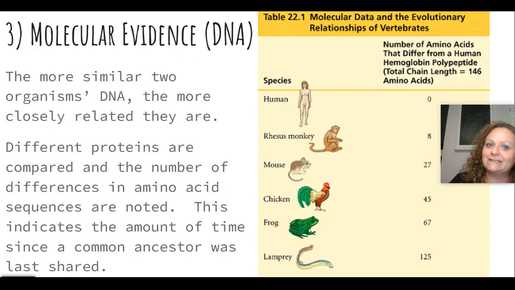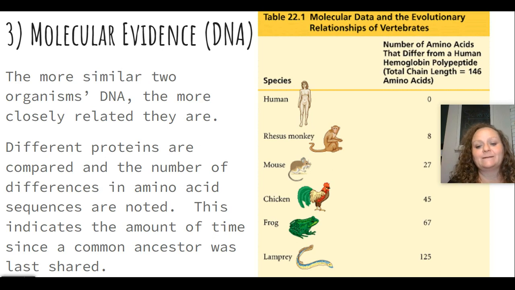So molecular evidence. Molecular evidence actually deals with DNA evidence. So what we might do in this case is look at a sequence for a particular protein and look at the amino acid sequence and then determine how many amino acids are different versus what was there.